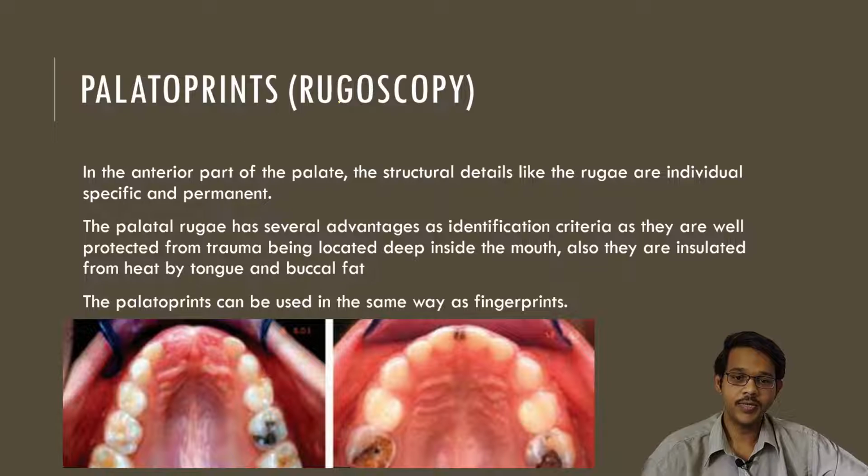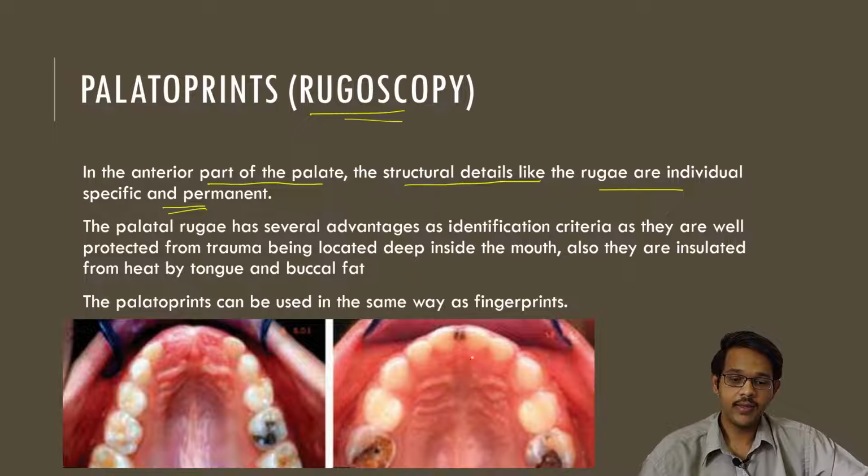Now coming to palatoprints, also called rugoscopy, that is the study of the palate. In the anterior part of the palate, the structural details like rugae are individual specific and prominent. The palate is divided into hard palate and soft palate. The hard palate has rugae, and we can see in this image that rugae are present. The rugae patterns are specific to individuals and permanent.